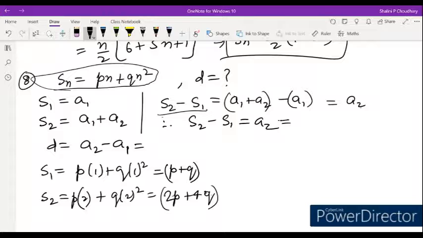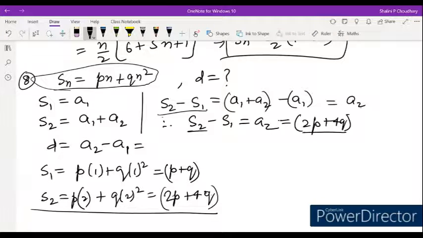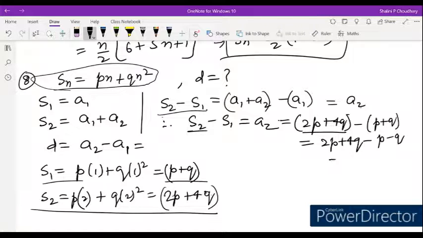So S2 minus S1, we have to write down the value of S2, that is 2P plus 4Q. This is the value of S2. And now S1's value is P plus Q, so minus P plus Q. So we will get the value of A2. A2 will be equal to 2P plus 4Q minus P minus Q. So it will be P plus 3Q. Okay, this will be the value of A2.